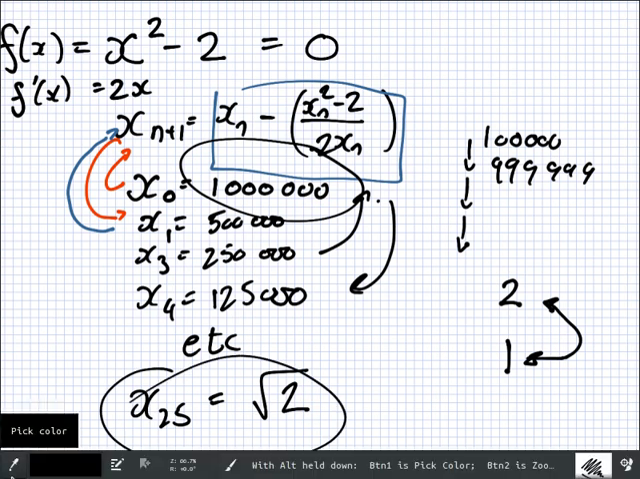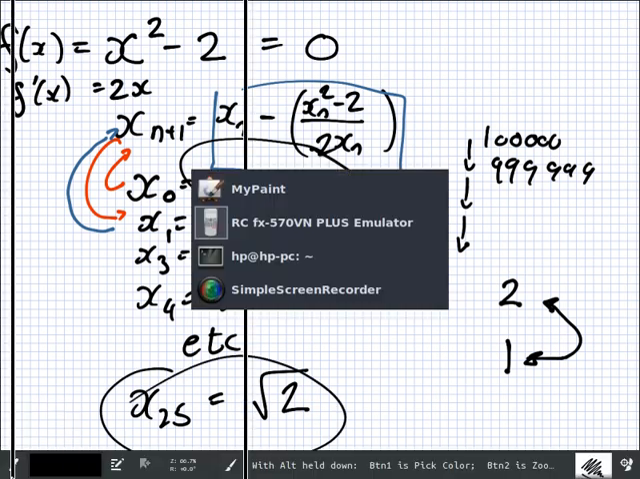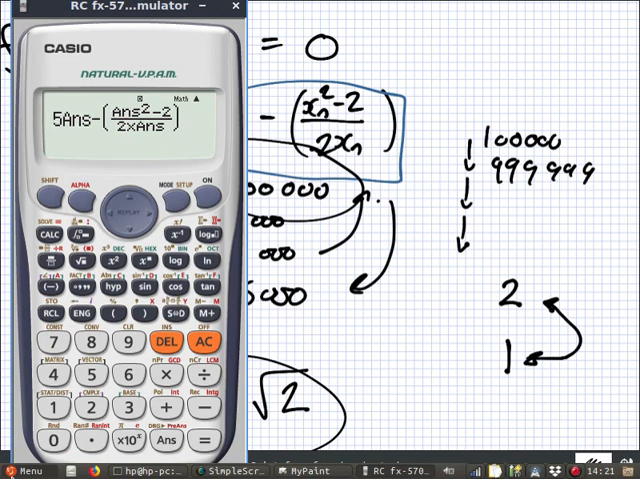Now suppose I started nearer the answer to begin with. So suppose I imagine maybe I start at 5. Let's see how quickly I get from 5.